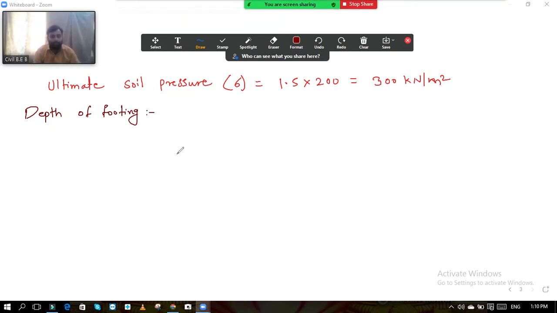Okay, so the depth of the footing, first we will calculate it by depth from two-way shear, which is also called punching shear. Two-way, or in bracket I will also write punching, shear consideration.